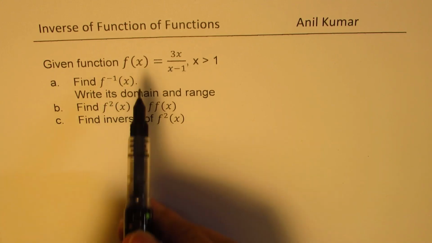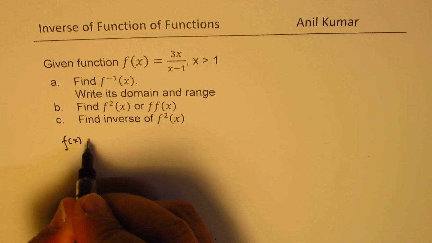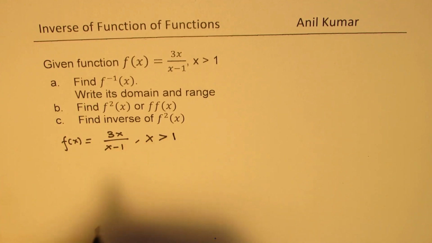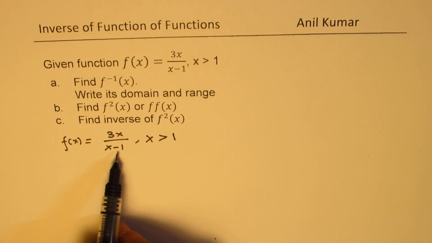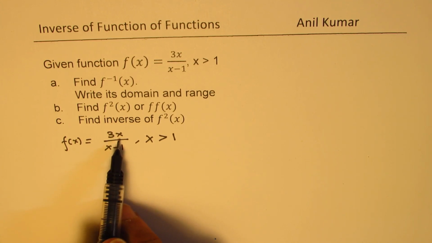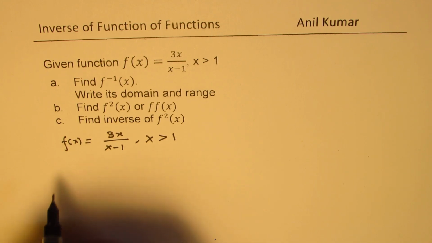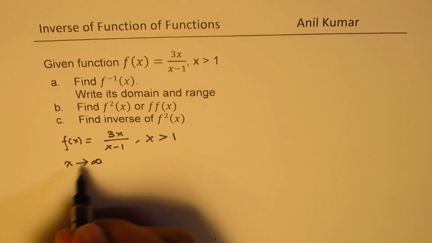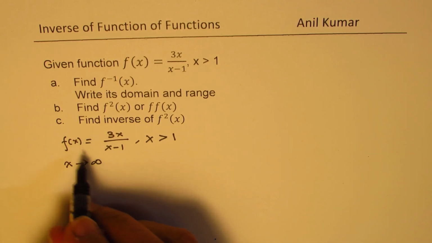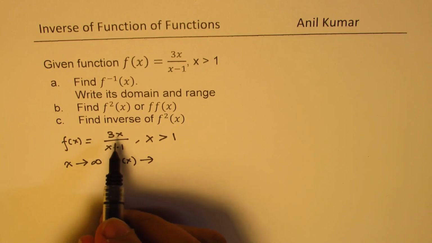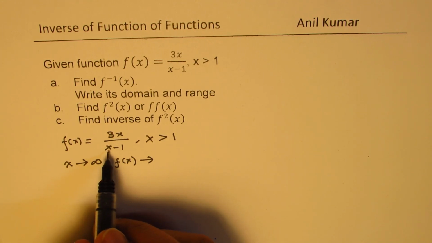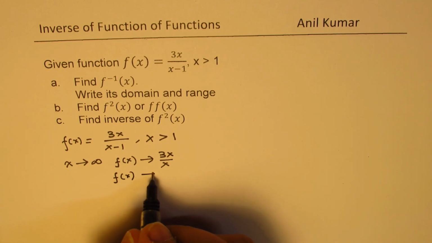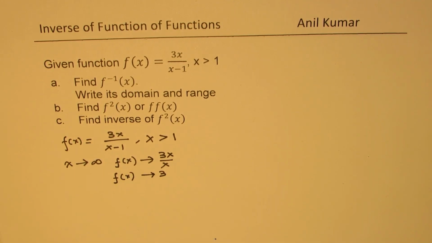So let's begin with the normal case, which is we are given the function f of x equals 3x over x minus 1, where x is greater than 1, correct? Now at x equals 1 the function is not defined, it approaches infinity, right? Now what happens when x approaches a large value? When x approaches an infinitely large value, since x is greater than 1, f of x approaches 3, right? 3x over x, this x will be much larger than 1, so we can write this as 3x over x, or we can say that f of x will approach 3, right? So that is your horizontal asymptote.